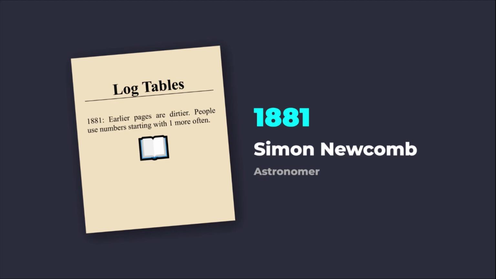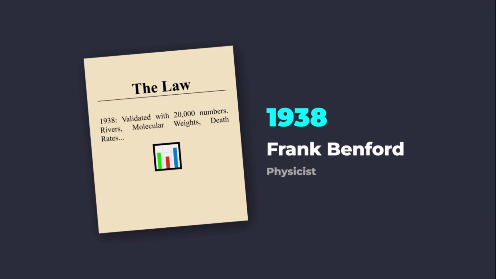The first documented observation of this phenomenon was made in 1881 by the Canadian-American astronomer Simon Newcomb. He noticed that the earlier pages of logarithm tables were far more worn than the later pages, indicating that people looked up numbers starting with 1 more frequently. Newcomb published a paper detailing the logarithmic probability distribution.